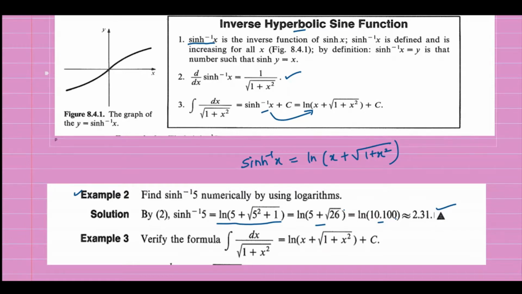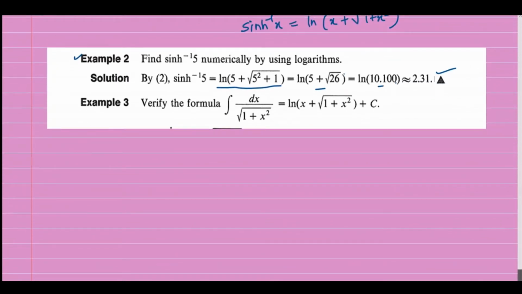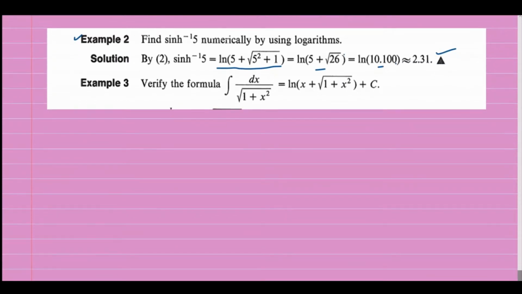Now we will see the second problem, that is verify the formula: integral dx by square root of 1 plus x square equal to logarithm of x plus square root of 1 plus x square plus c. So we have to verify this formula. It means that you have to differentiate the RHS, and we will show that it is equal to the integrand of the LHS.